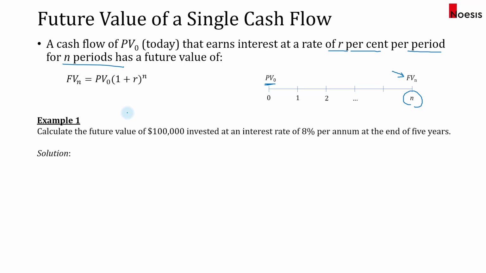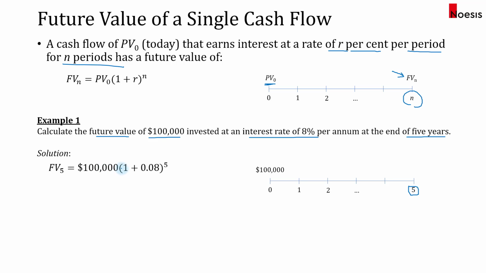Now let's look at example 1, where we'll calculate the future value of $100,000 invested at the interest rate of 8% per annum at the end of 5 years. So on the timeline, there will be 100,000 invested at time 0 up to year 5. In this case, we'll take 100,000 multiplied by 1 plus 0.08 to the power of 5, and that will be equal to $146,933, if you round to the nearest whole number.